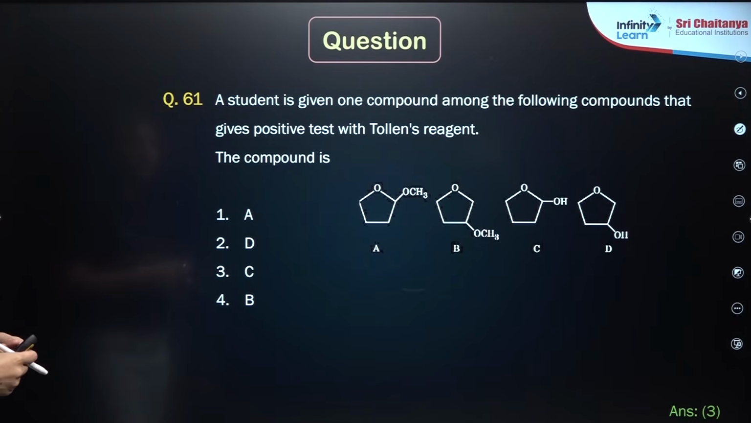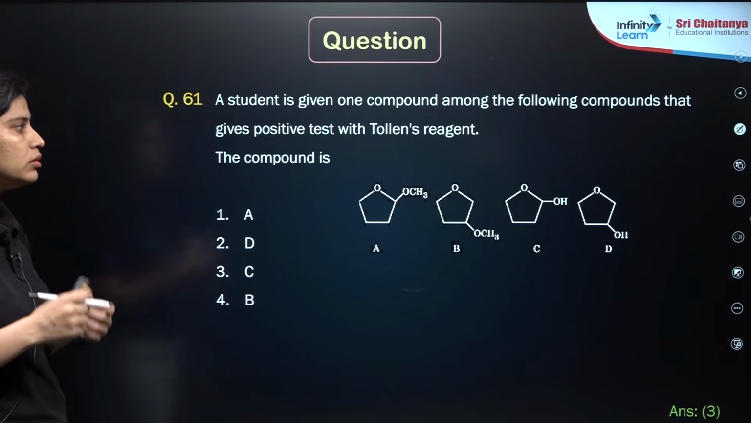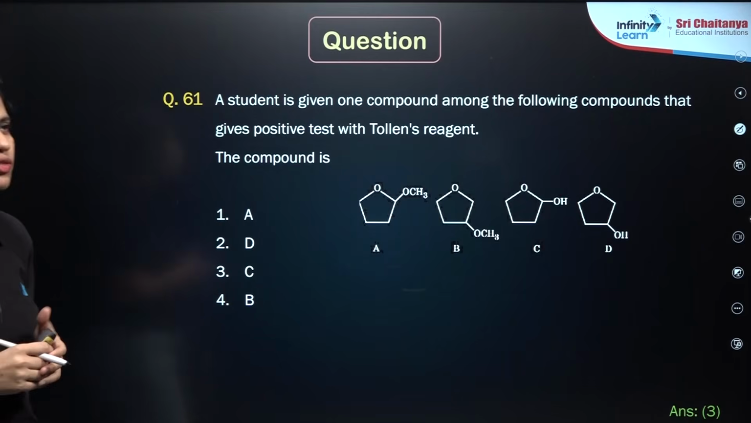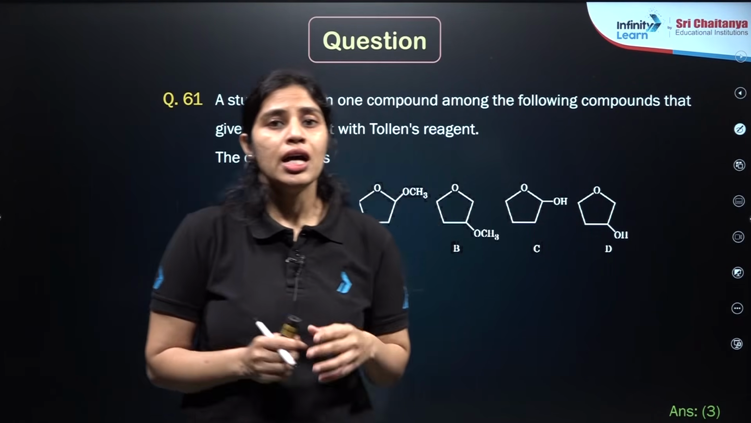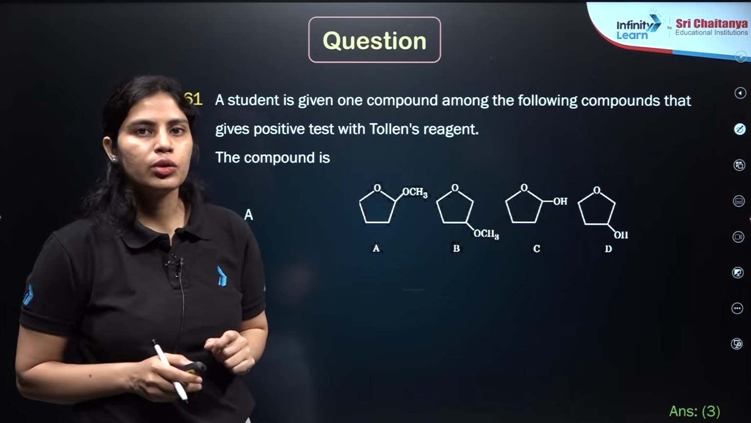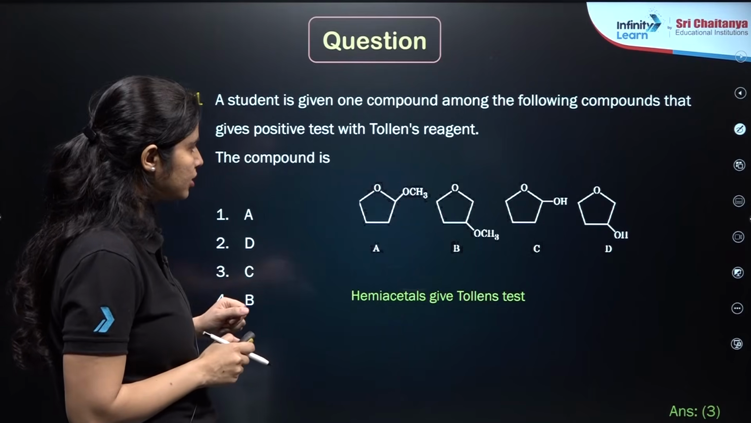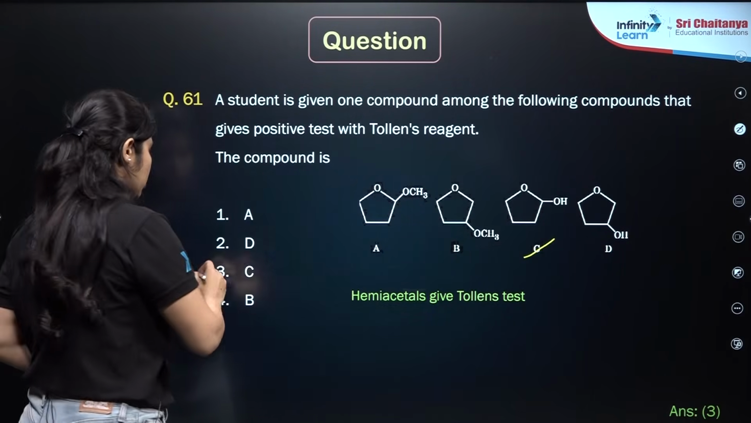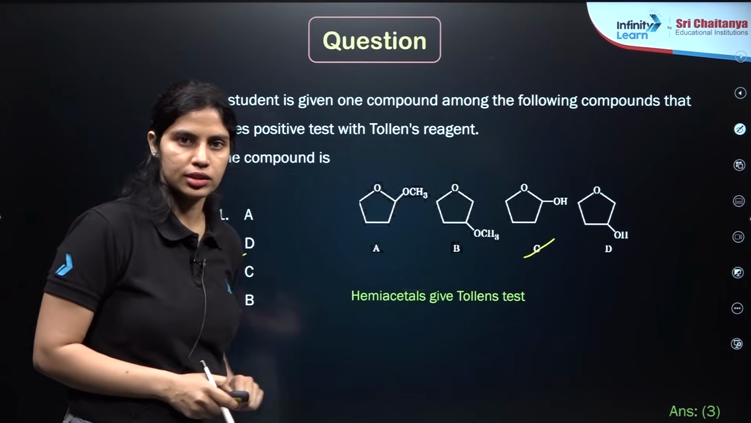Let's look at the next question. A student is given one compound among the following compounds that gives a positive test with Tollens reagent. Who gives a positive test? First of all, one is very simple, aldehydes, right? Apart from that, who else can give you a Tollens test? Hemiacetal can give you a Tollens test. And where can I find a hemiacetal over here? The hemiacetal is given at position C, and that means 3 is going to be the correct answer. Okay, hemiacetals give Tollens test.